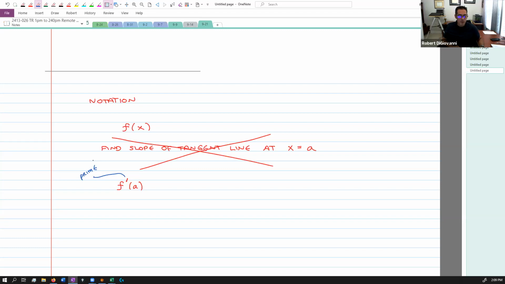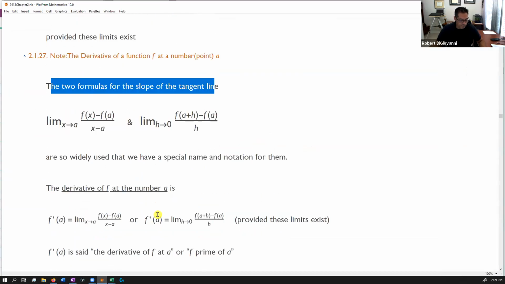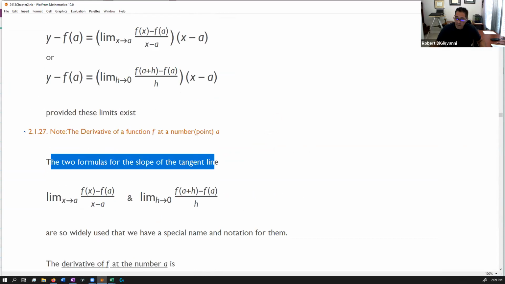All right. So that's the way we'd read this. If you were trying to say this to someone, you would say f prime of a. And what is f prime of a? f prime of a is the slope of the tangent line to that function at a. Again, f prime of a is the slope of the tangent line to that function at a. So that's what the notes are saying here.